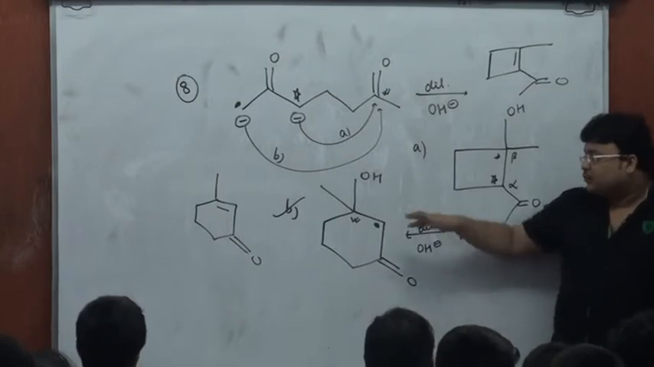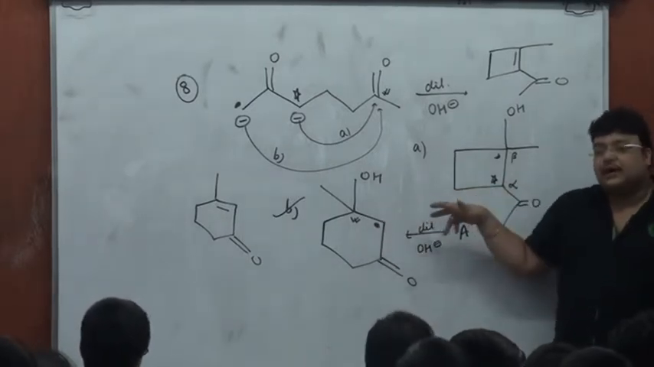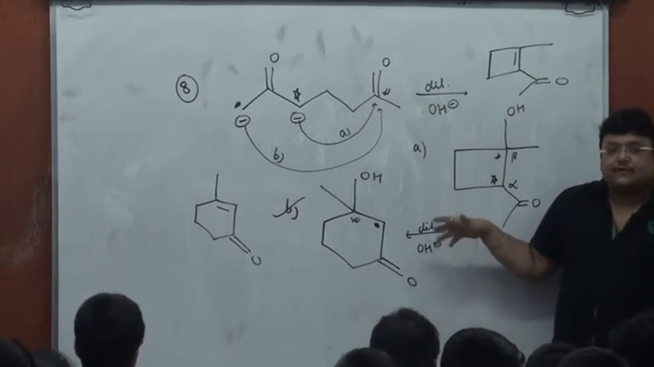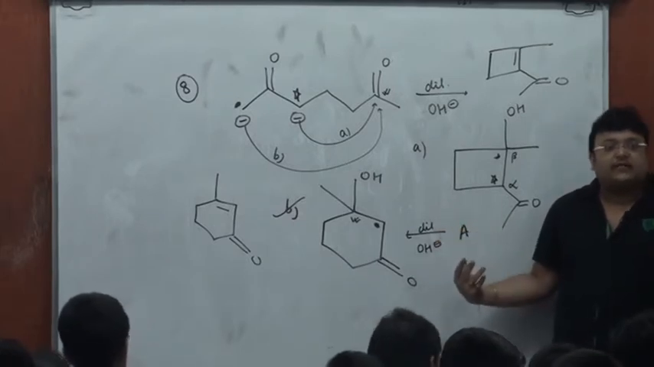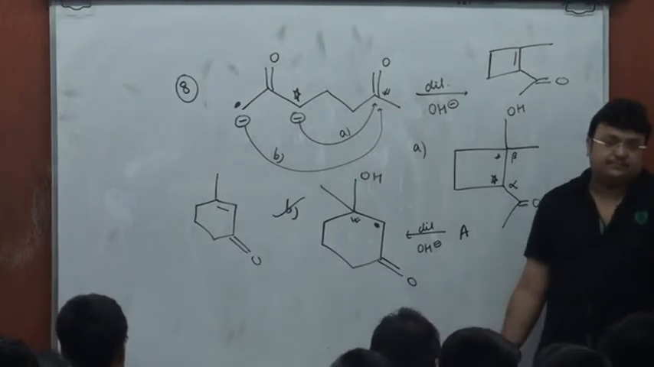And very quickly you will have to visualize this as a beta hydroxy compound, realize that if this is coming out of dilute OH minus, A might very well be a dicarbonyl.